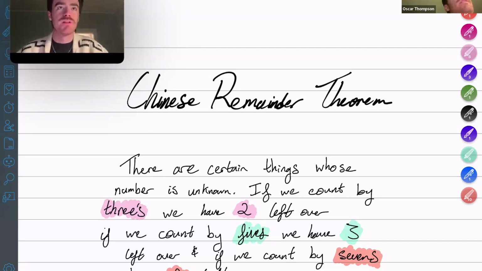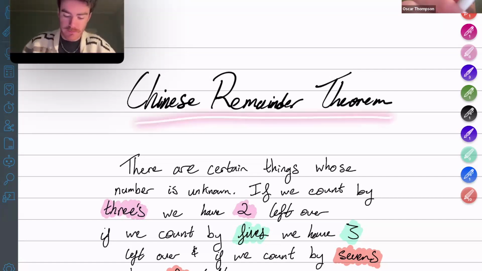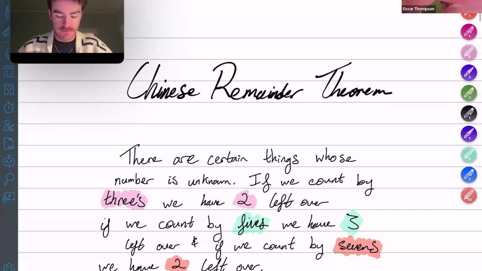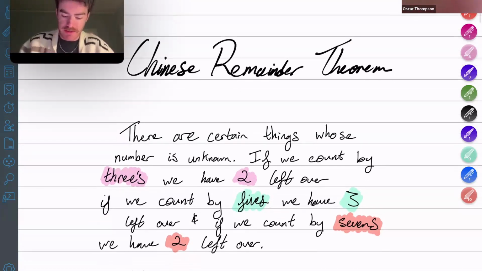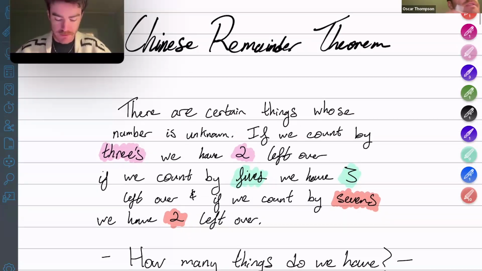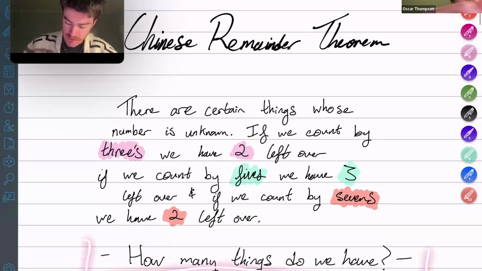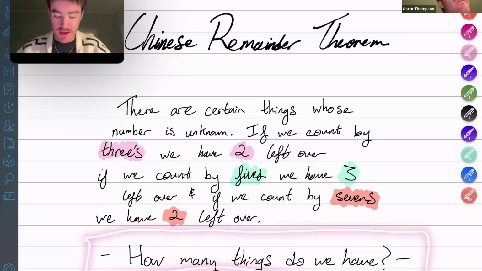Hello, everyone, and welcome to the Chinese remainder theorem. So, the Chinese remainder theorem states that there are certain things whose number is unknown. If we count by 3's, we have 2 left over. If we count by 5's, we have 3 left over. And if we count by 7's, we have 2 left over. This raises the question, how many things do we have?